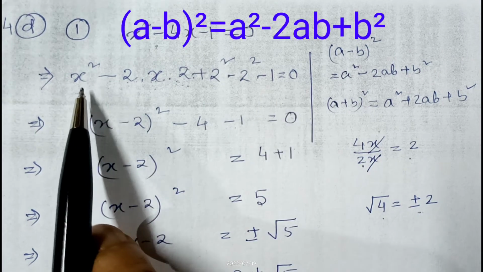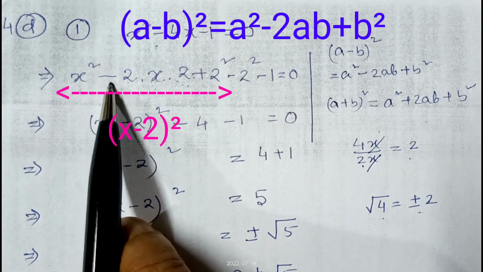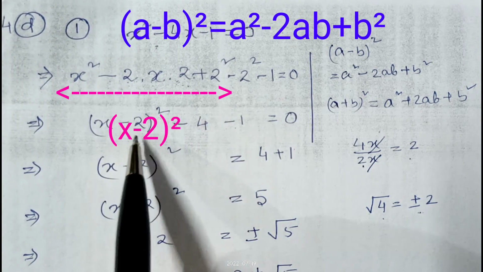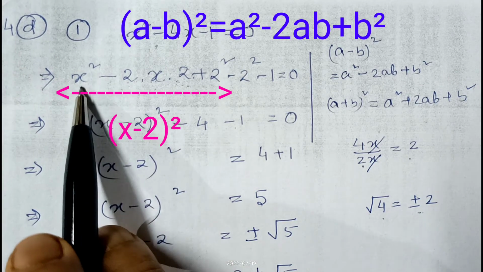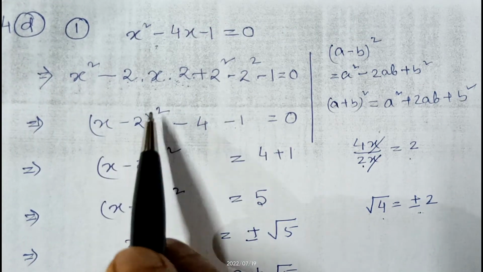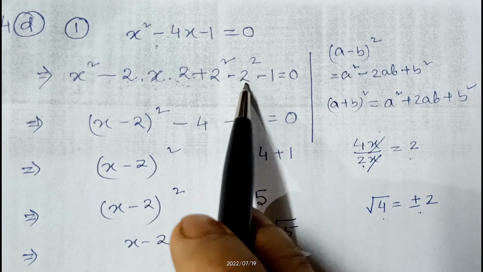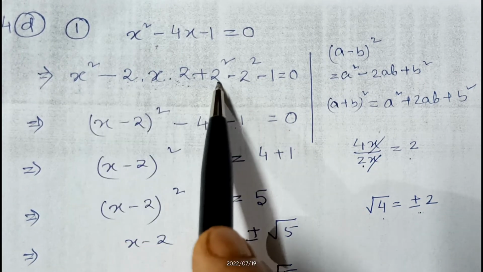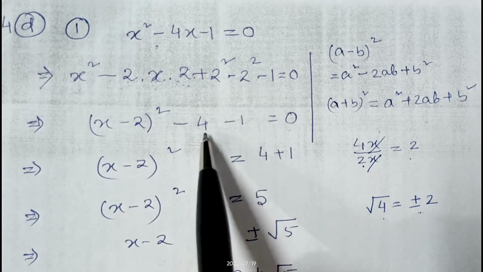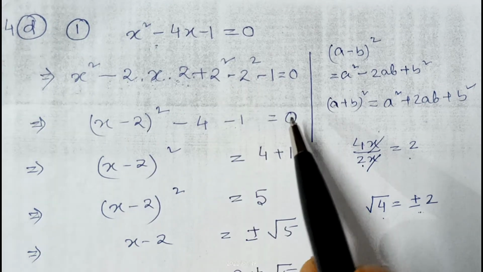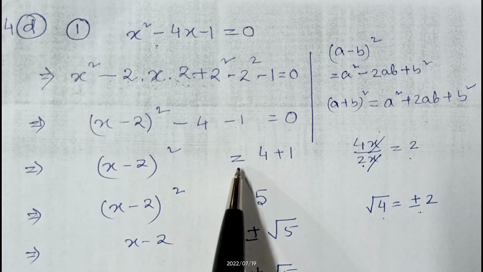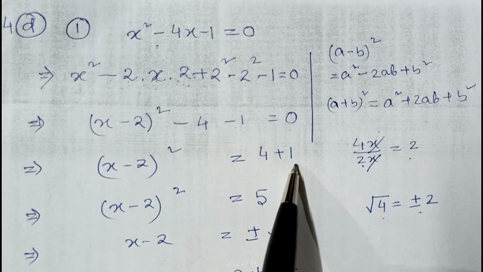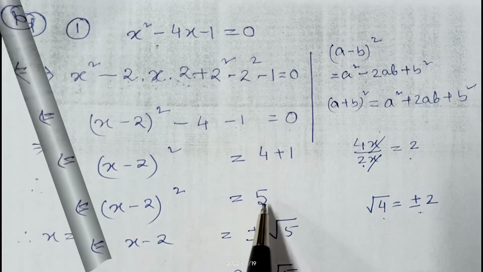If I combine the first three terms, a square minus twice ab plus b square, it will be a minus b whole square. Here a is x, b is 2, so it will be x minus 2 whole square minus 2 square minus 1 equals 0. 2 square is 4, minus 1 equals 0. Now x minus 2 whole square equals 4 and 1. We can shift it to the other side, it becomes 4 plus 1. So x minus 2 whole square will be 5.